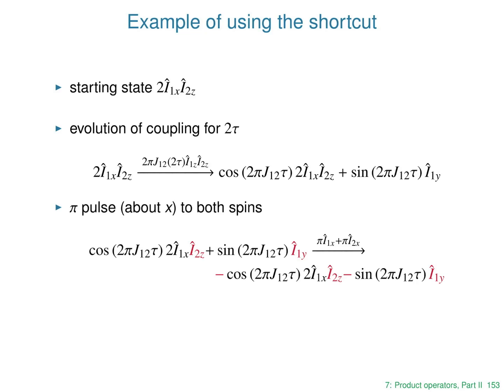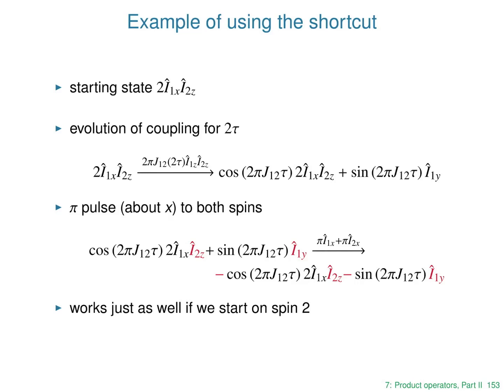And then we apply the 180 degree pulse to both spins. You need to remember that it's about x, so the I1x term is unaffected, the I2z term changes sign, and the I1y term changes sign. So they're all indicated there in red. And so that's the final result. And that's much simpler than doing delay, 180, delay.